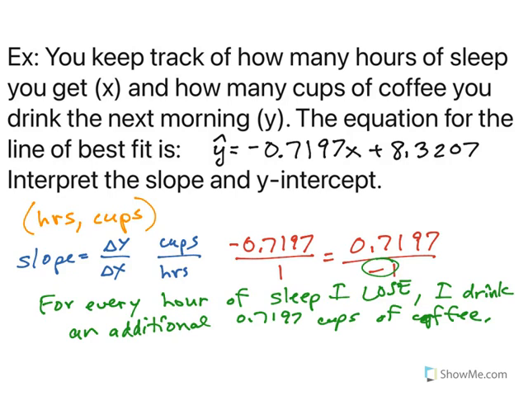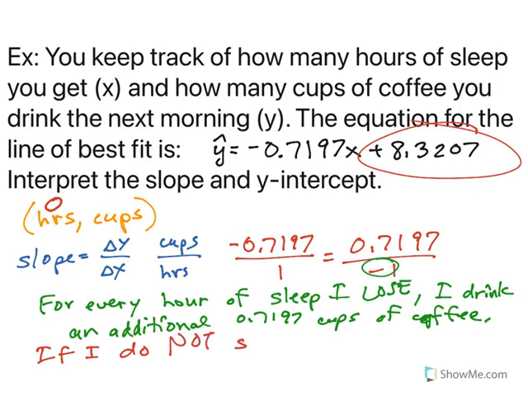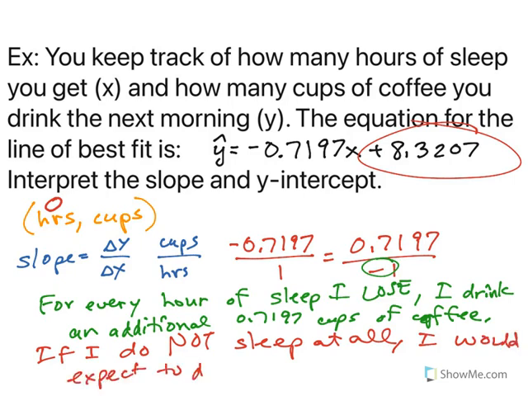Now let's look at the y-intercept. The y-intercept means when x is 0. So if I get 0 hours of sleep, if I do not sleep at all, I would expect to drink 8.3207 cups of coffee.